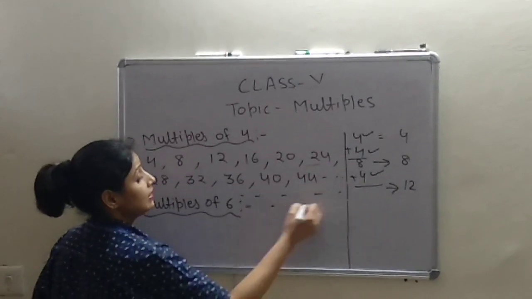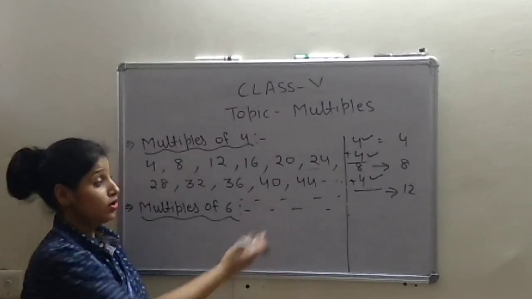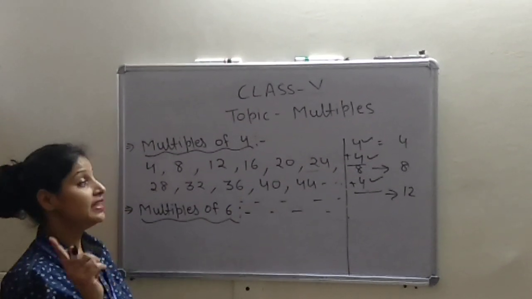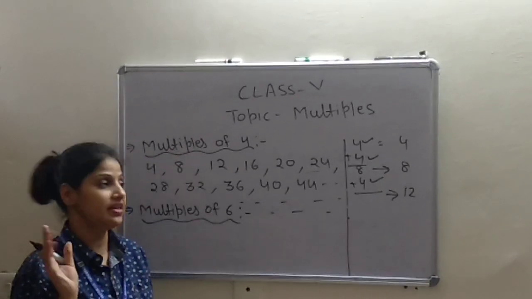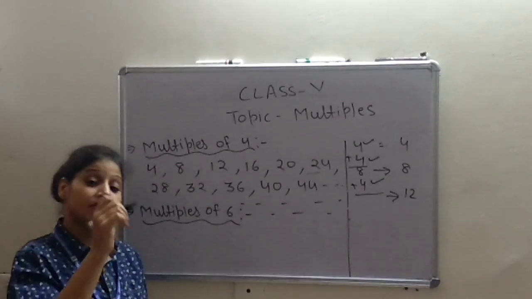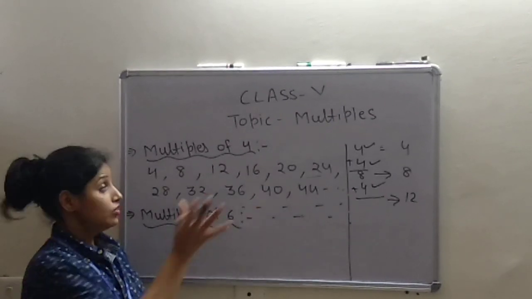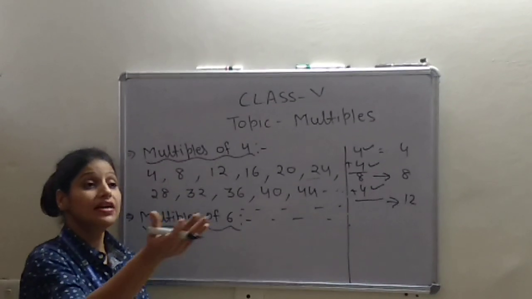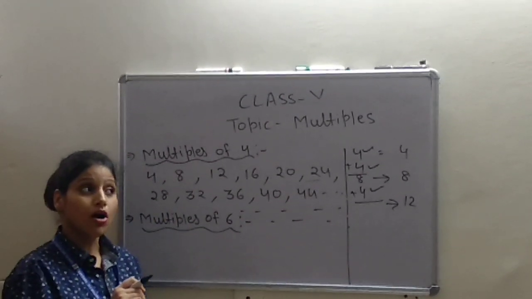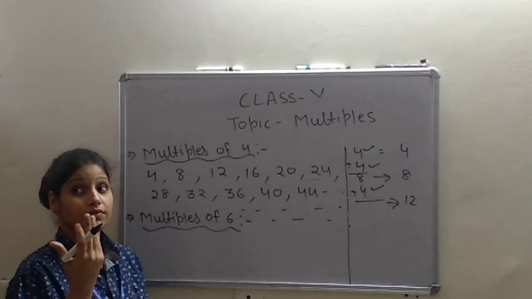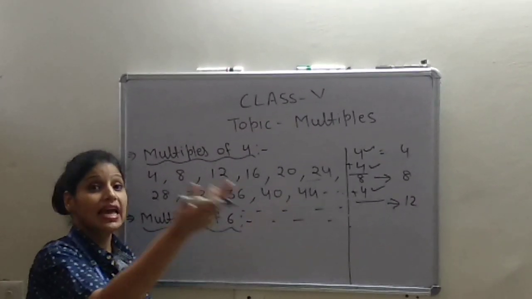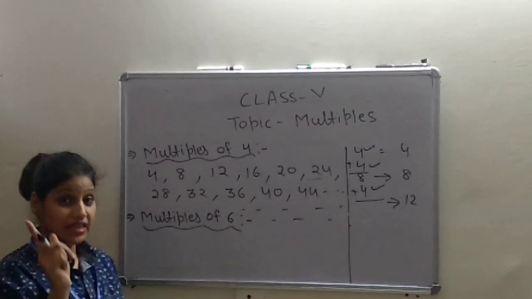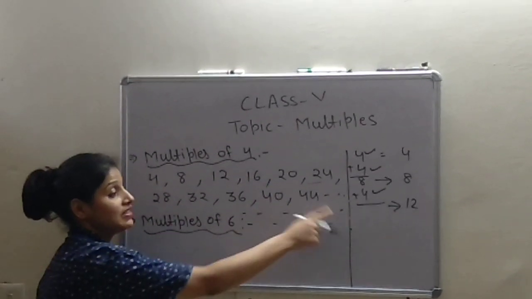Don't you think that these are unlimited? We are not going to stop. So one rule generated from here is that multiples are always unlimited. We will never stop when we are writing multiples. So just to avoid this situation, questions will be given like this: write the first 5 multiples of 5, or write multiples of 6 between 60 and 80. Such kind of question you will be getting. So please keep in mind that multiples are always unlimited.